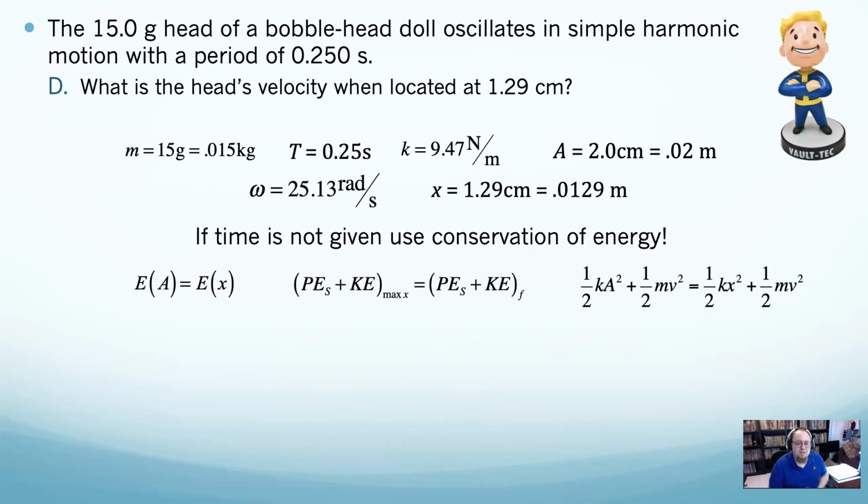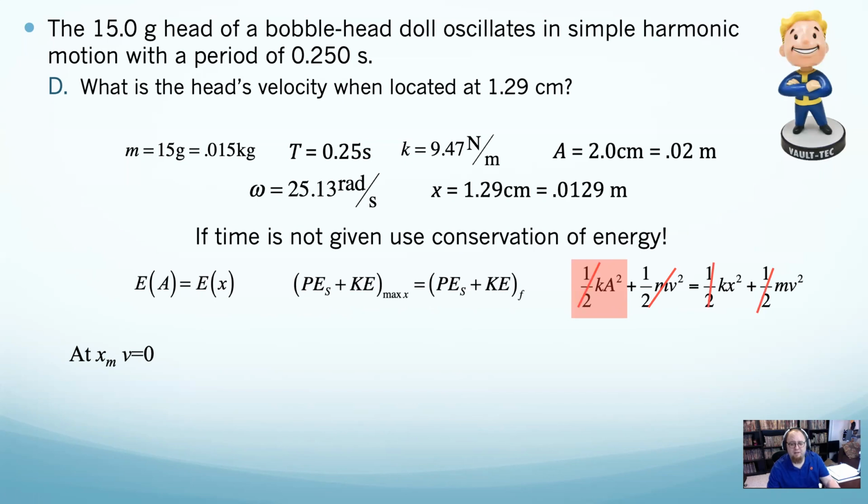Now, what I can do is I can say I know V max. I have two choices. I could either set this equal to the energy at the amplitude, where the energy at the amplitude is 1/2 Ka squared, or I could set it equal to the energy at the equilibrium. I chose to set it equal to the energy at the amplitude. And say at the amplitude, the energy is 1/2 Ka squared and the velocity is 0. And so 1/2 Ka squared equals 1/2 Kx squared plus 1/2 mv squared.